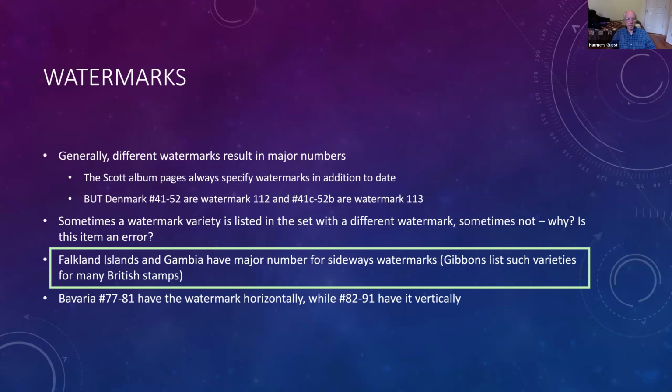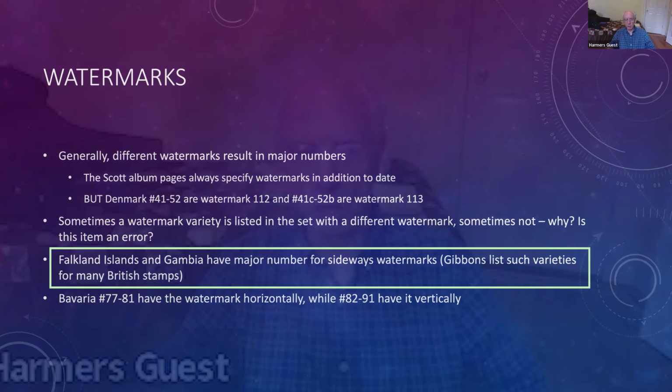Sometimes the watermark variety is listed in the set with a different watermark, and sometimes not. Falkland Islands and Gambia have major numbers for sideways watermarks. Gibbons lists a lot more varieties of sideways watermarks than Scott does, but for some reason Scott has done these two countries. There may be others. Obviously, I haven't gone through every single thing in the Scott catalog to figure out which ones they treat this way.